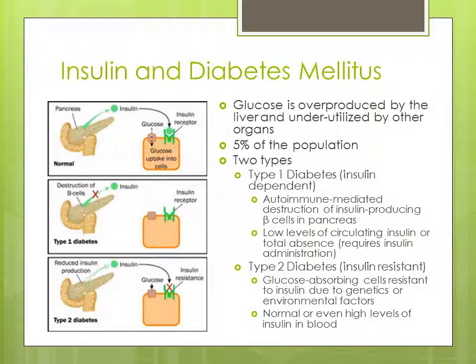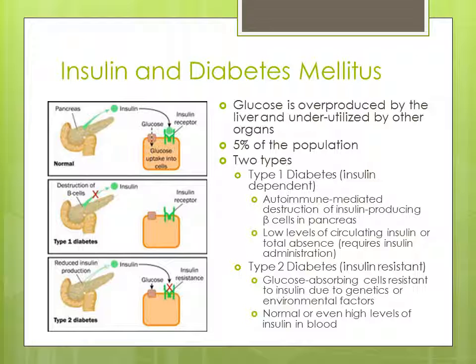Next, I'm going to discuss diabetes mellitus. Diabetes mellitus is when glucose is overproduced by the liver and underutilized by other organs. About 5% of the human population suffer from it. There are 2 types of this disease. Type 1 diabetes, or the insulin-dependent type, occurs when autoimmune-mediated destruction of insulin-producing beta cells occurs in the pancreas.